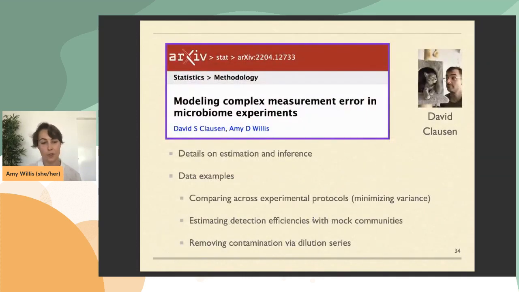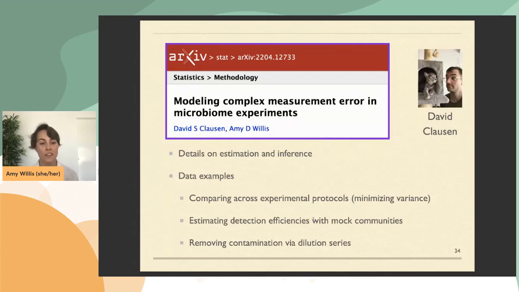Okay, so if you'd like to know some more details about this model, I'd encourage you to check out this preprint. It's called Modeling Complex Measurement Error in Microbiome Experiments. Really all of the hard work and all of the fantastic ideas for this came from David Clausen, who was a PhD student who I was lucky enough to work with, who graduated early this year.